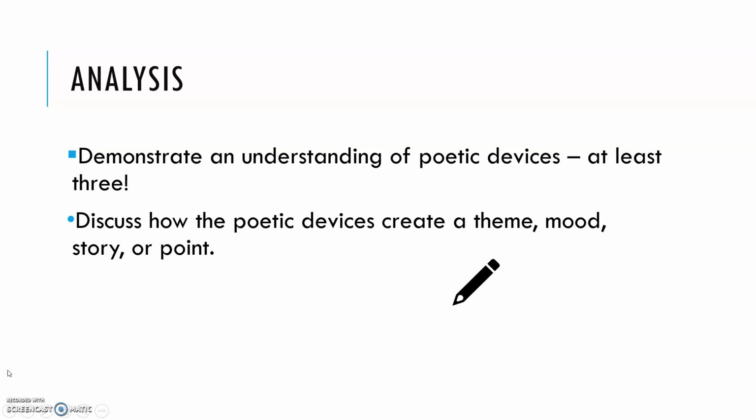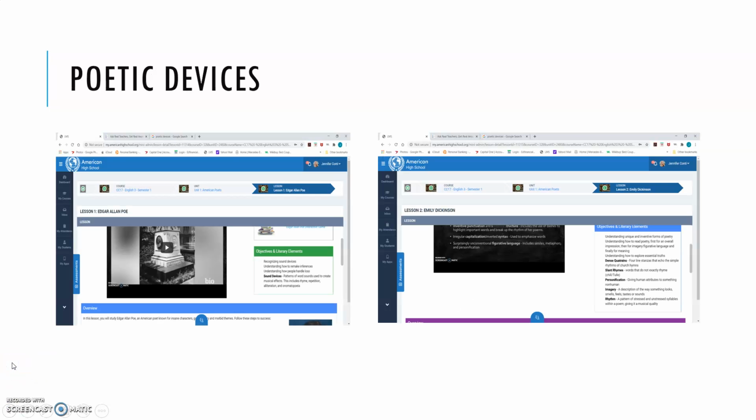So we'll talk a little bit more about the analysis. The main purpose of this paper is for you to demonstrate an understanding of poetic devices. You need to pick at least 3. You can pick more than that if you want. So you're going to talk about the poetic devices, you're going to include examples, and you're also going to discuss how they create a theme, mood, story, or point in the poems that you're selecting. And you can select multiple poems to use multiple examples. The only restriction is it has to just be one poet, but you can use different poems from the poet. That's fine.